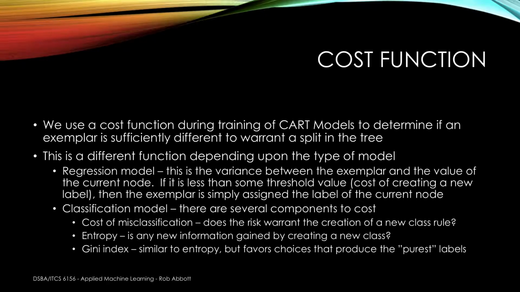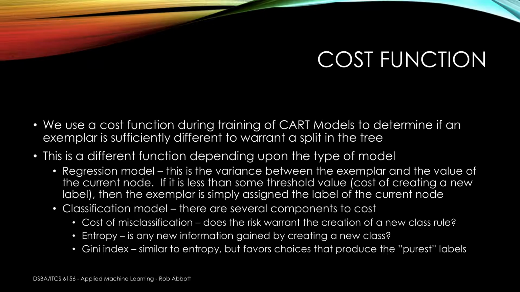So when we're putting together a tree, we use a cost function to determine if a new training example is sufficiently different than the prior known nodes to warrant a split in the tree. Now, why do we care about determining whether it's worth splitting the tree or not? There's two reasons. One is splitting a tree can be a very costly operation on a very large data set or a very large training data set.